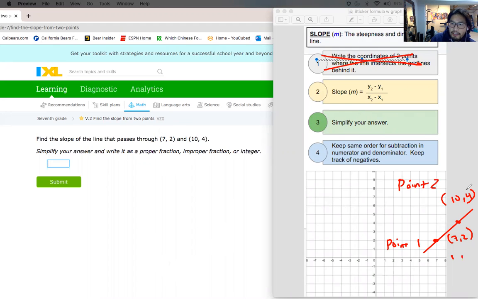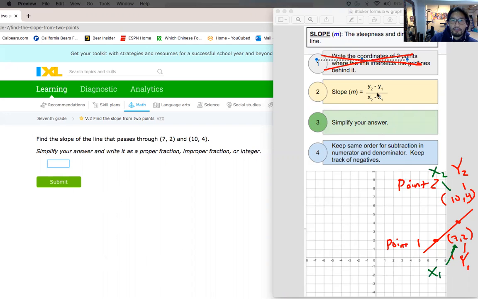And that makes the 4 the y coordinate of point 2. That's y2. And that makes the 2 the y coordinate of point 1. And the 10 becomes the x coordinate of point 2. That's what that little 2 means. And the 7 becomes the x coordinate of point 1. Okay, so now I've got all my points labeled. I can go straight to using my formula.